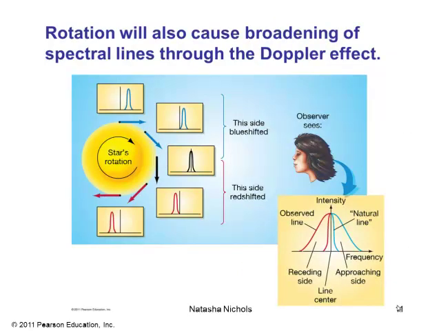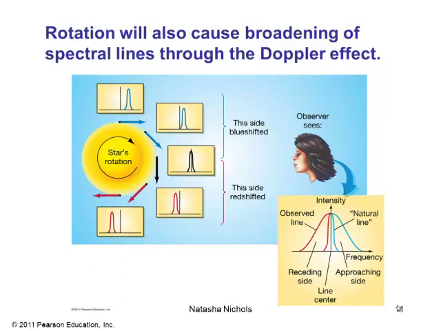Rotation also causes broadening of the spectral lines through the Doppler effect. The rotation of a star can cause spectral line broadening. Because most stars are unresolved, that is, they're so distant that we cannot distinguish one part of the star from another, light rays from all parts of the star merge to produce the broadened lines that we see. The more rapid the rotation, the greater is the broadening.